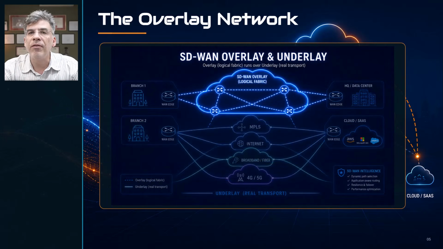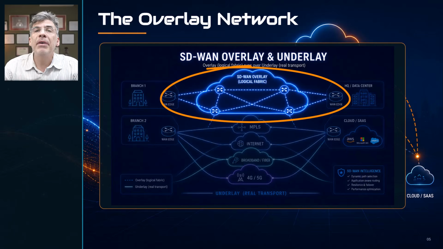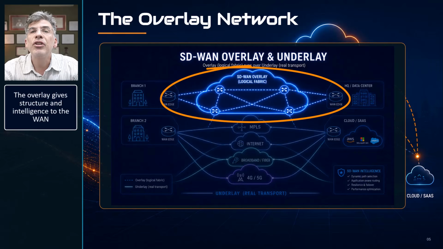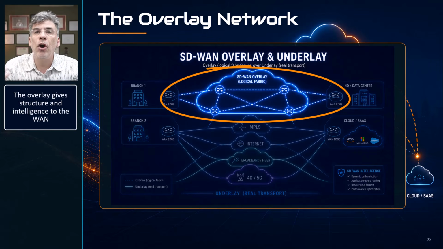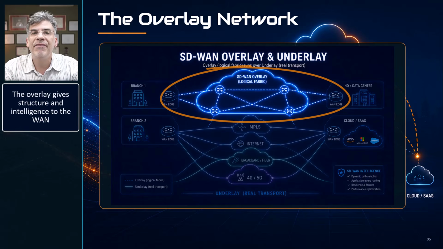Now let's look at the overlay. The overlay is the logical network that SD-WAN builds on top of the underlay. Instead of treating each WAN connection as an isolated circuit, SD-WAN uses the available underlay connections to create a managed fabric between sites. This overlay may include encrypted tunnels, control information, path selection, segmentation, and policies. But at this stage, the key idea is simple. The overlay gives structure and intelligence to the WAN. So the underlay provides the transport while the overlay provides the SD-WAN fabric.